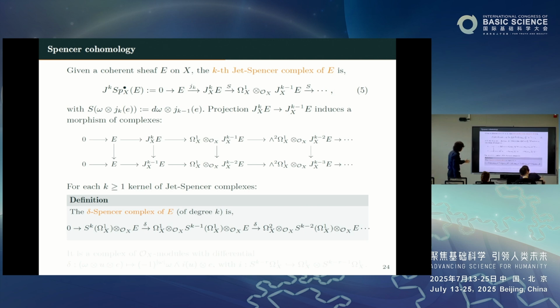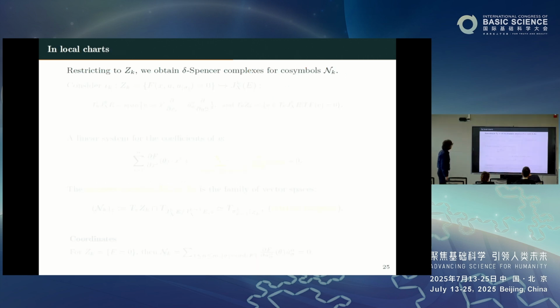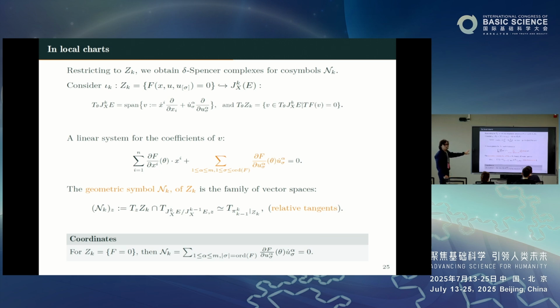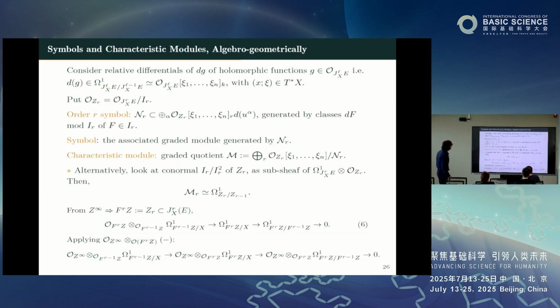Okay? Now, if I restrict this to the solution spaces, I will get the notion of the delta Spencer complex for the solution spaces, for these symbols of the solution space. So all I need to do is look at this and restrict to the Z_k's. And I get some complex for N_k, N_k minus 1, N_k minus 2, and so on and so forth. And those are the graded pieces. And then I put them together and calculate H^{p,q}. I'm not going to tell you what it looks like in coordinates. I just put this for PDE people.